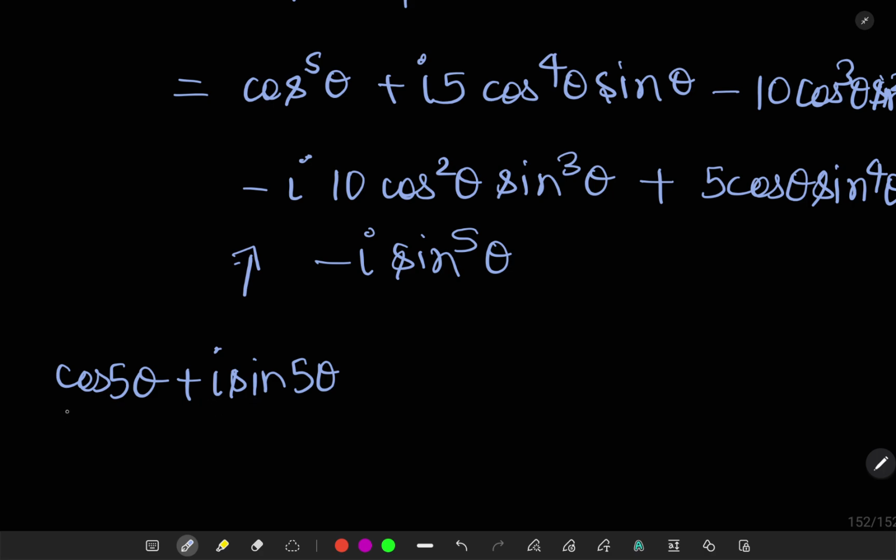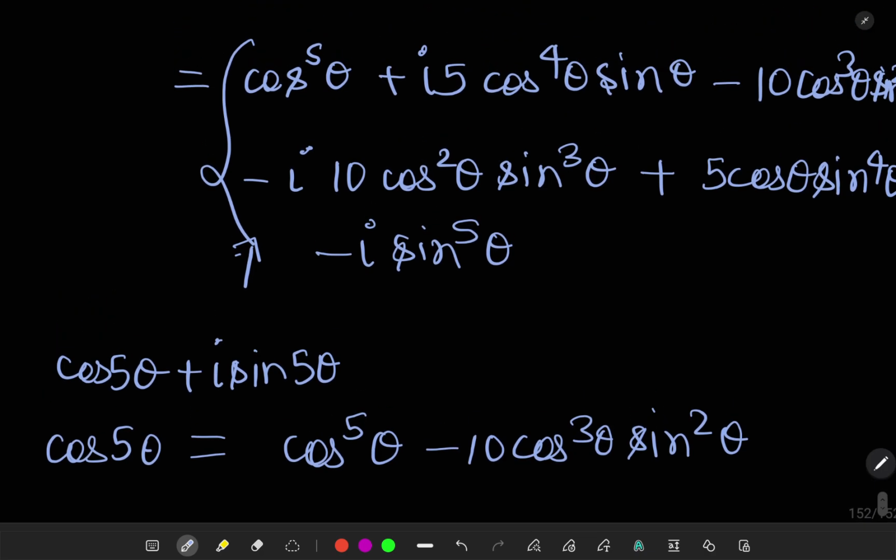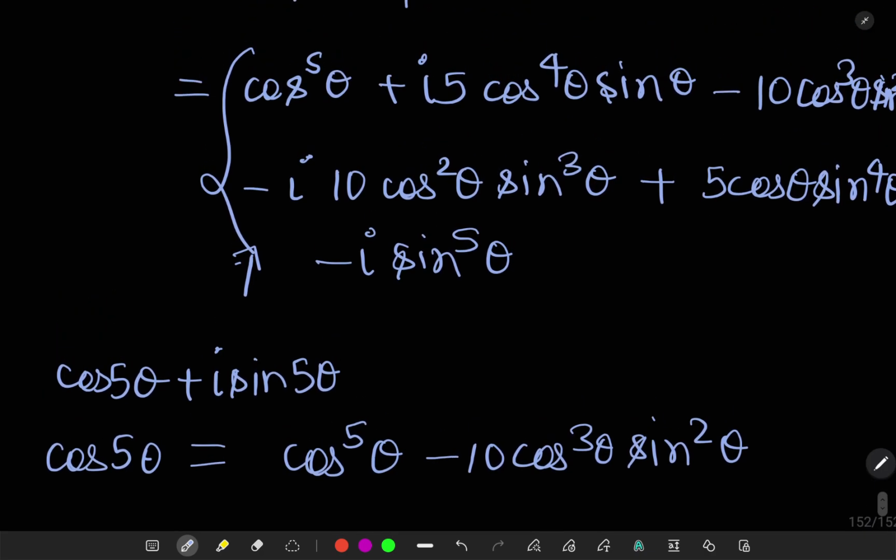Then comparing the real part, cos 5 theta is equal to cos raised to power 5 theta minus 10 cos cube theta sine square theta plus 5 cos theta sine raised to power 4 theta. This is sine raised to power 4 theta.